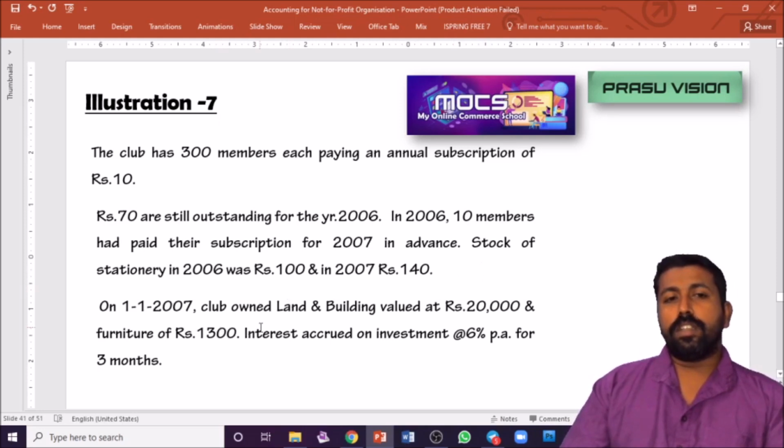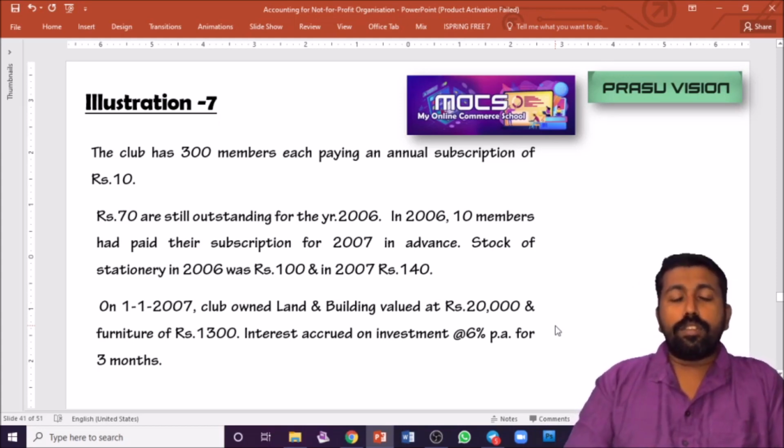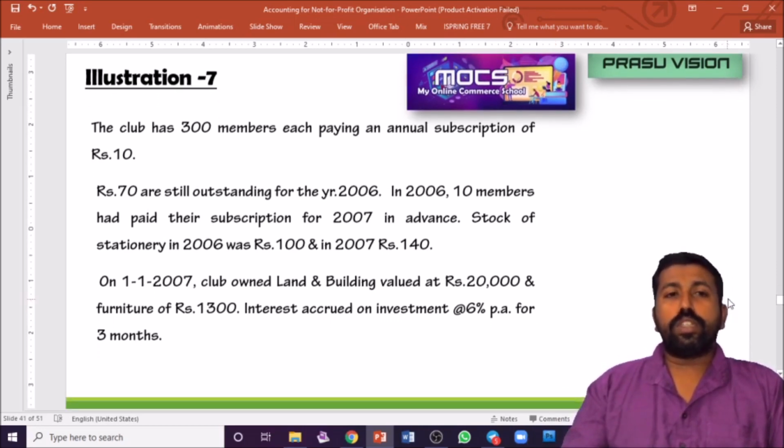On 1st January 2007, the club owned land and building valued at 20,000 and furniture 1,300. The opening value of land and building and furniture is given for the preparation of the opening balance sheet. And interest accrued on investment is 6% for 3 months. Remember, there is an amount of investment. What we have to do? Please look at the solution.